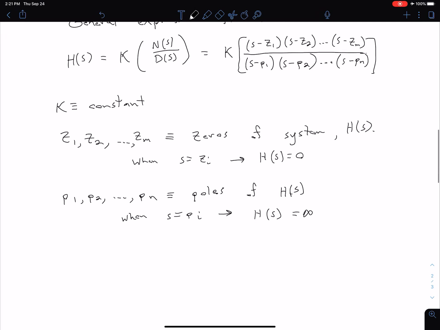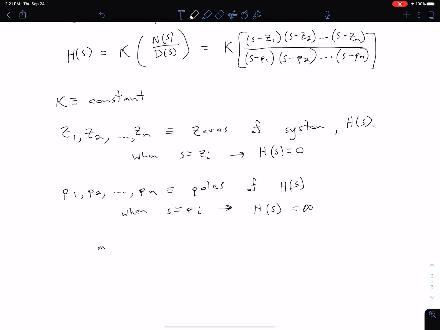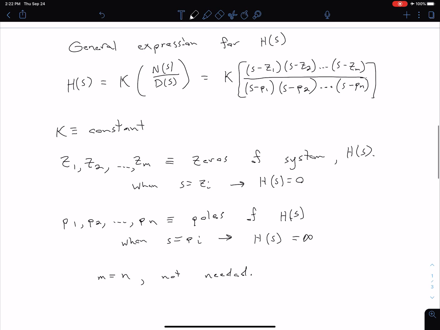So one thing to note is that we don't necessarily have to have m equals n, so that's not needed. And so all that's saying is we don't necessarily have the same number of zeros and poles, and oftentimes we will not have the same number of zeros and poles. This is a concept we'll dig into a lot more in control systems.